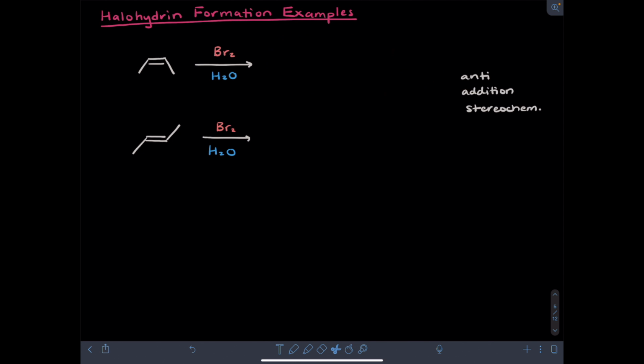In both of these, I'll use bromine as the halogen and water as the nucleophilic solvent. The only difference is in the stereochemistry of the alkene, if it is cis or trans. For all products that I draw, I need to indicate that anti-addition has occurred if I form new chiral centers.